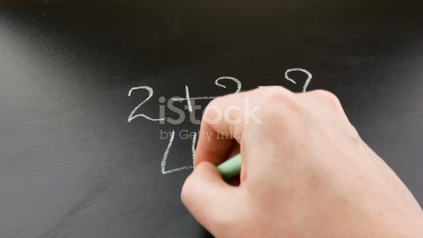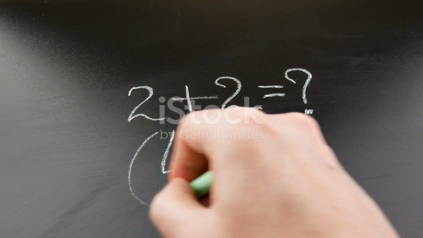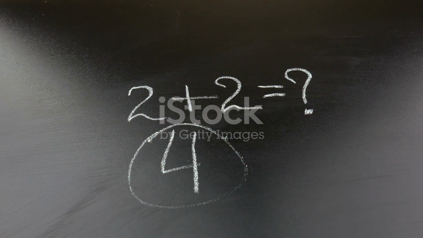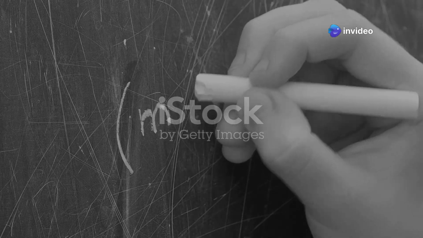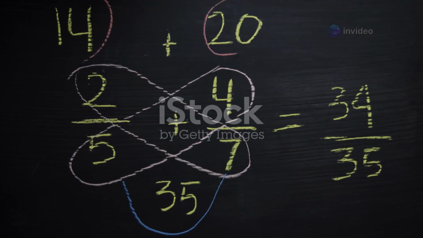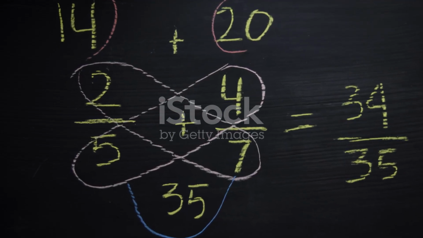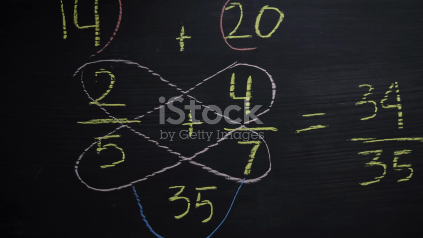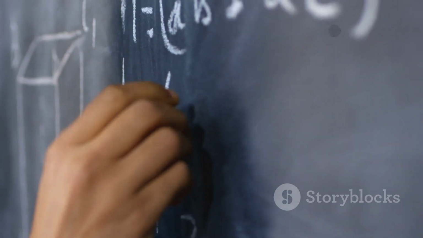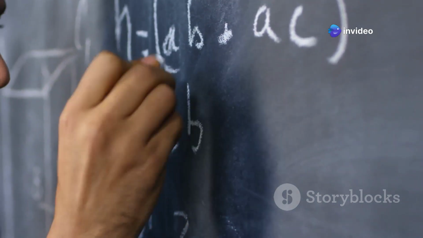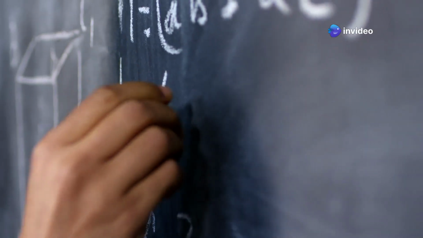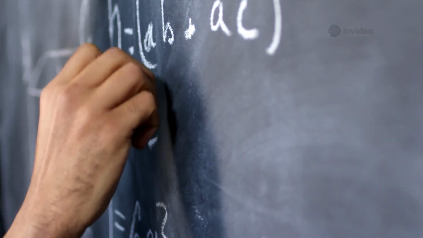To prove that √2 is irrational, we begin by assuming the opposite, that √2 is rational. This means we can express it as a fraction a over b, where a and b are whole numbers and b is not 0. We can further assume that this fraction is in its simplest form, meaning a and b have no common factors. If √2 equals a over b, then squaring both sides gives us 2 equals a squared over b squared. Multiplying both sides by b squared gives us 2b squared equals a squared.